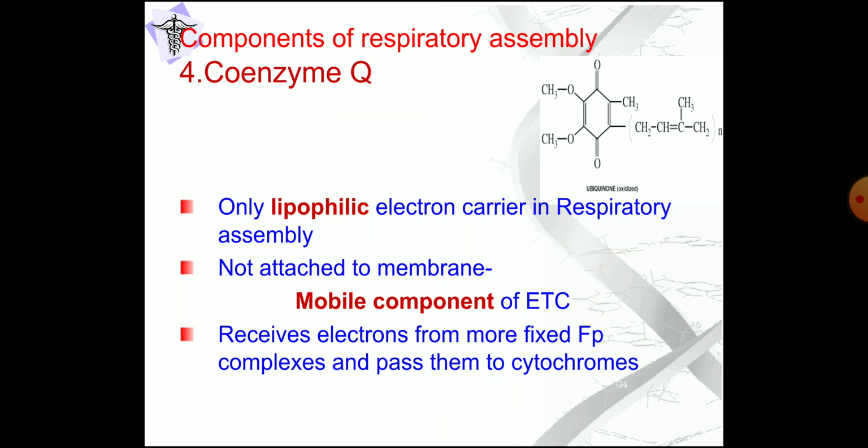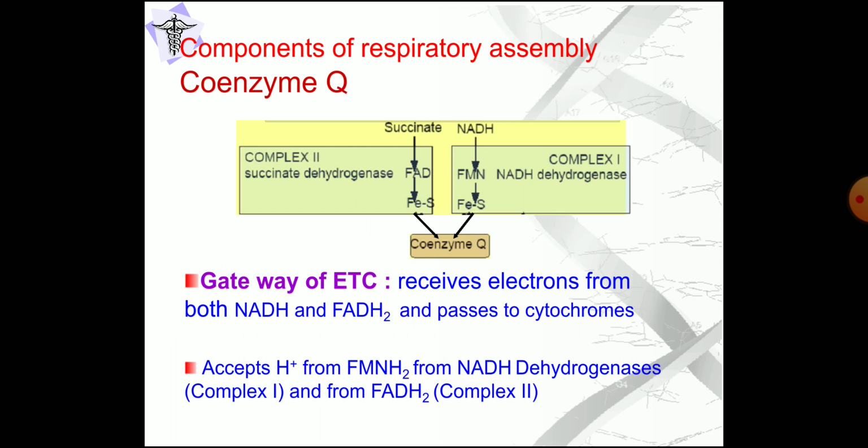So there are two: one is coenzyme Q, the other is cytochrome C, and it receives electrons from mobile flavoprotein complexes and passes them to the cytochromes. The flavoprotein complexes are 1 and 2, and from these the electrons are passed on to the cytochromes. So here you can see the action of coenzyme Q.